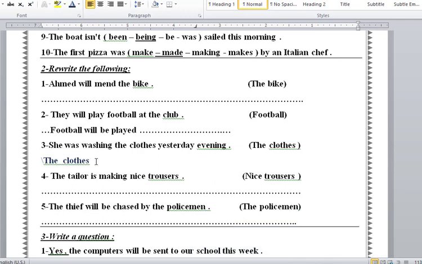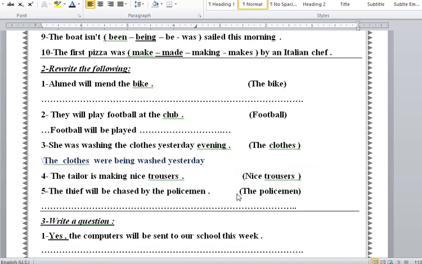Yeah, let's complete. The clothes were being washed, and this is a passive in the past continuous form. The clothes were being washed yesterday evening by them, or by her, sorry, by her. And it's complete. The tailor is making nice trousers.